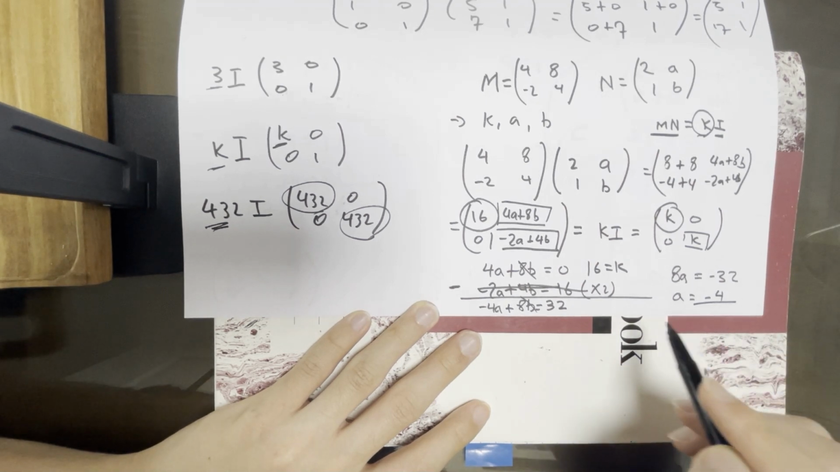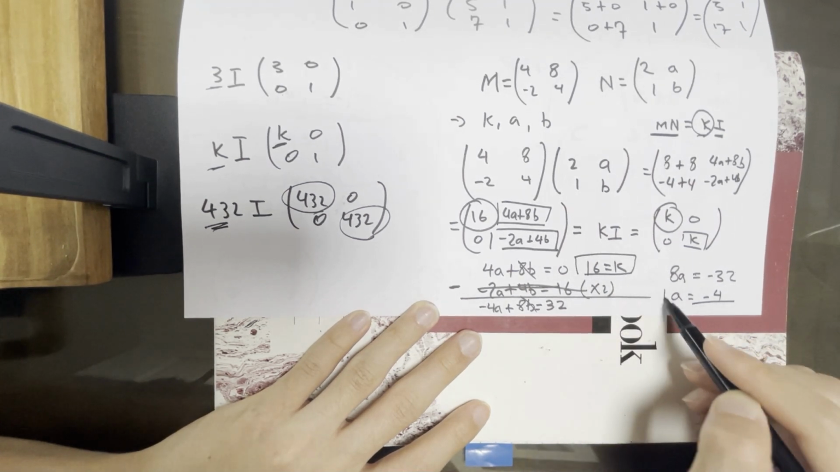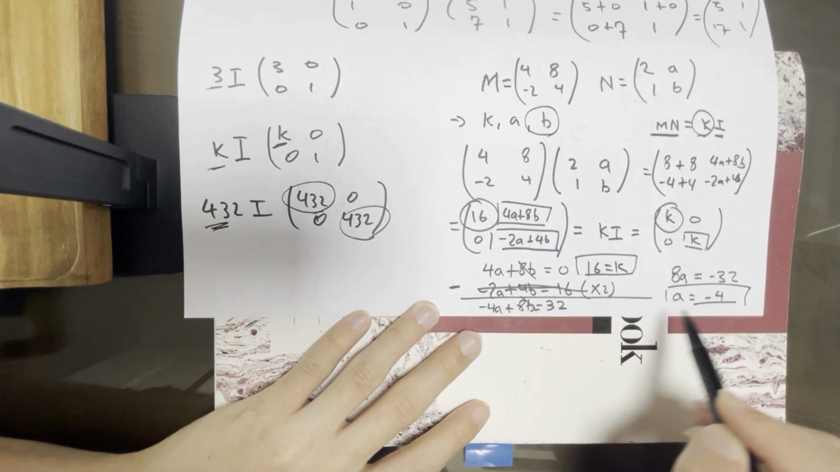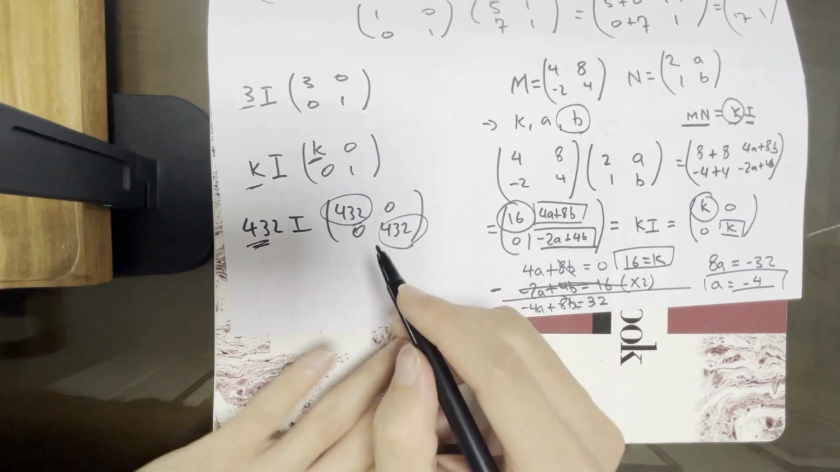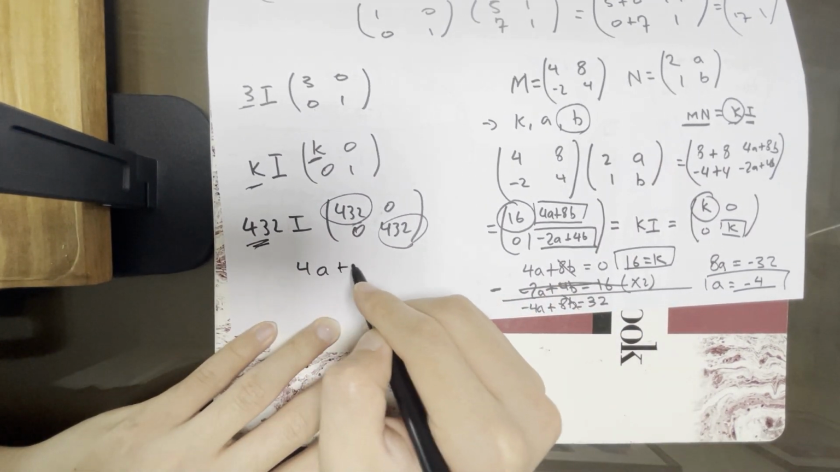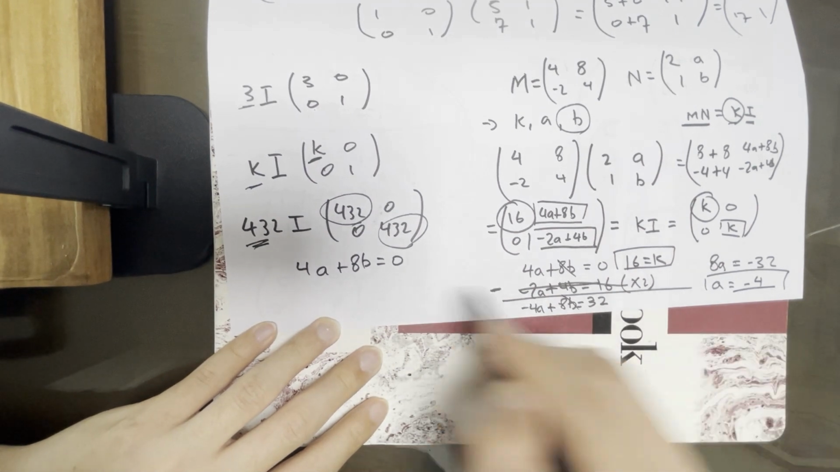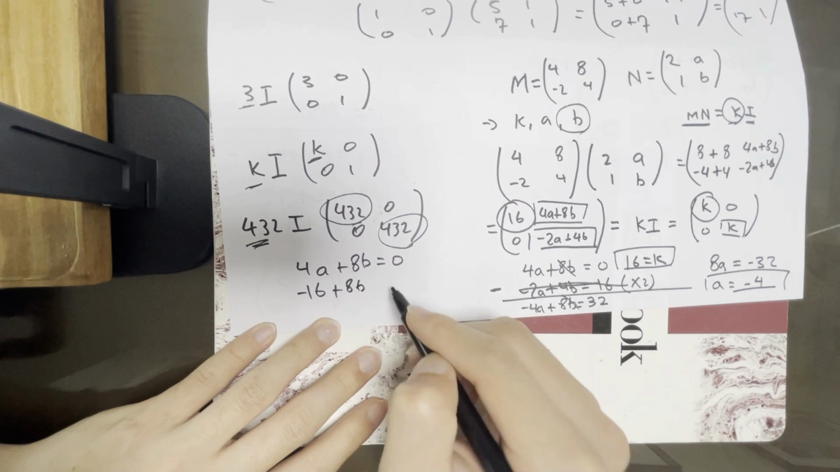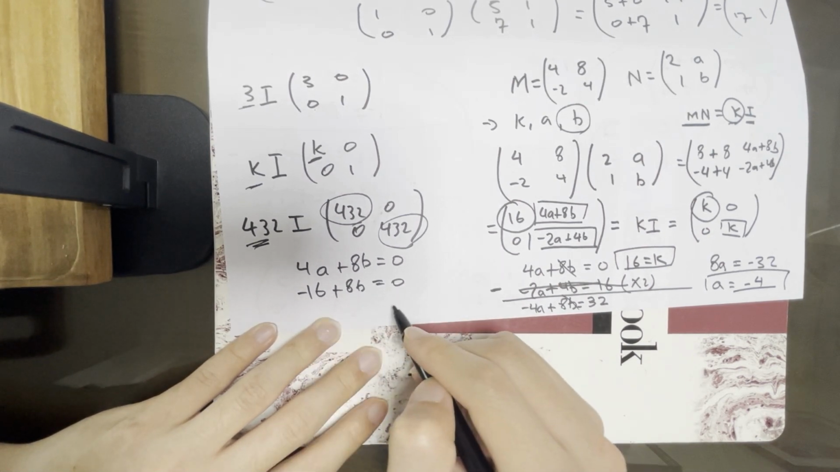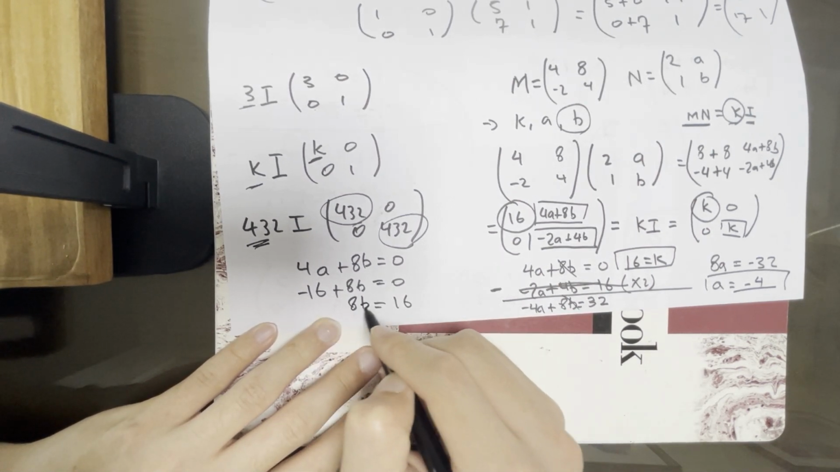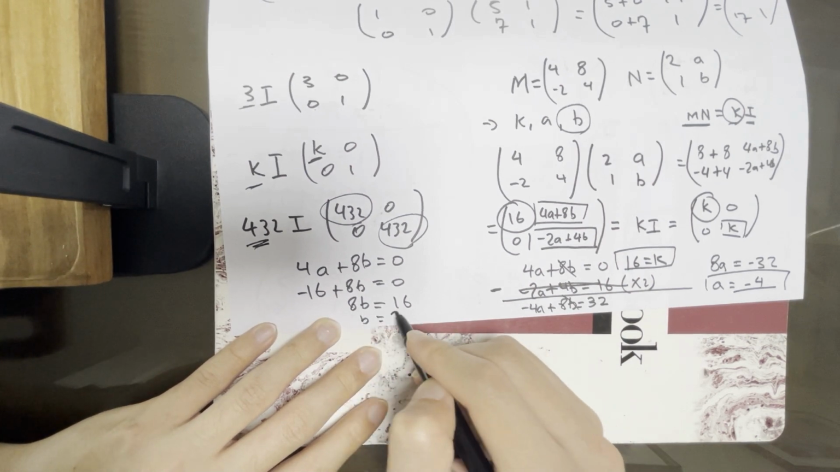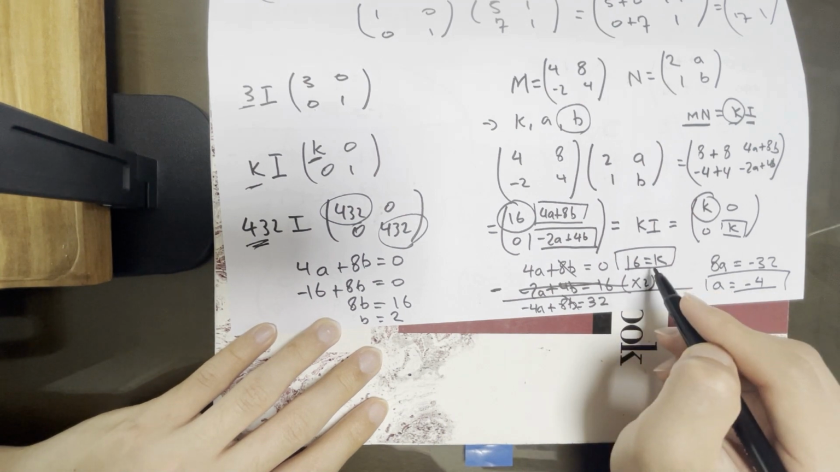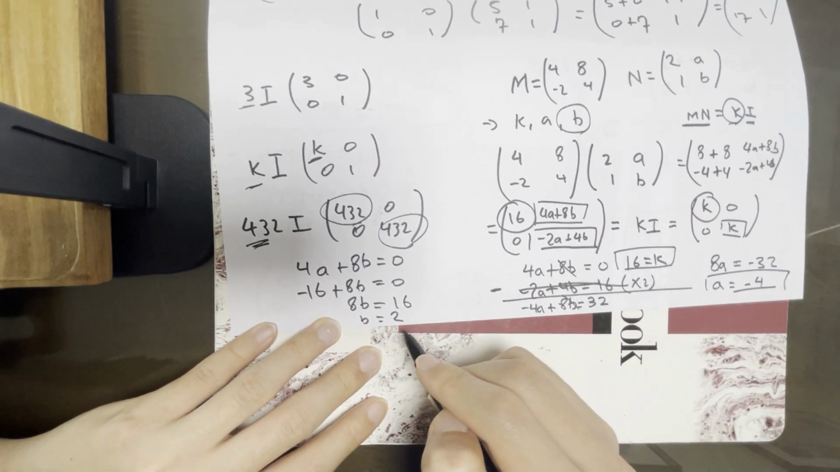So now we have k is 16 and a is minus 4. We only need to calculate b now. We can just substitute a is minus 4 into the original equation, 4a plus 8b equals 0. We substitute minus 4 in. 4 times minus 4 is going to give us minus 16 plus 8b is equal to 0. If we add 16 to both sides, that gives us 16 equals 8b. So dividing by 8 on both sides gives us b is 2. Final answer, a is minus 4, k is 16, and b is 2.